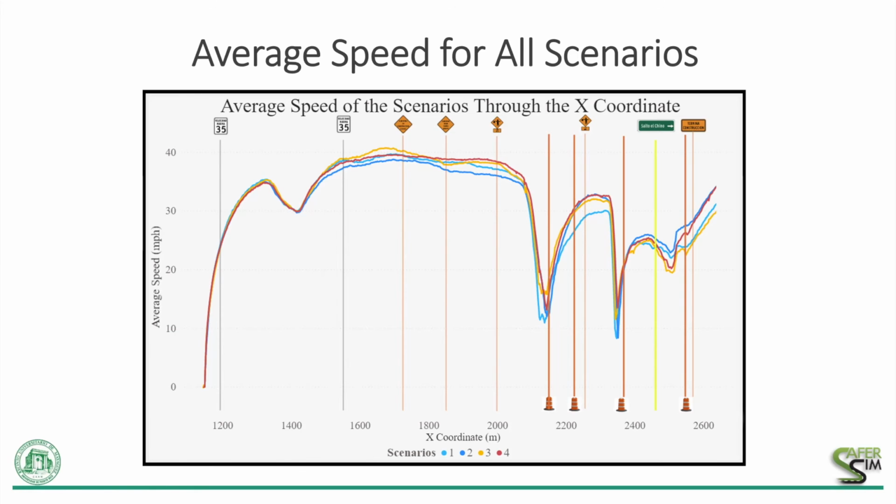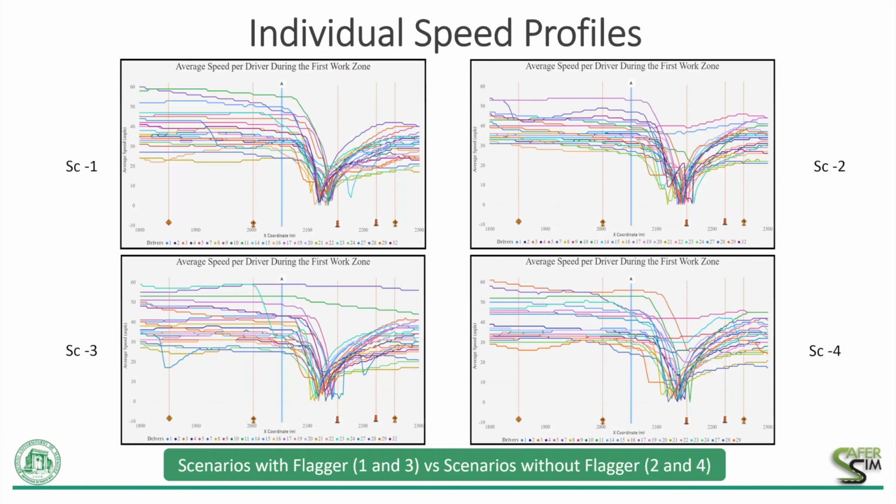Then when they arrive at the work zone, of course, they stop. Some of them, as you will see in the next slide, stop, but some of them do not. So when we average them out, the speed really doesn't go to zero. So this was one very, very important thing that we found.